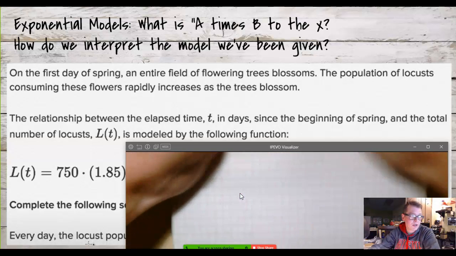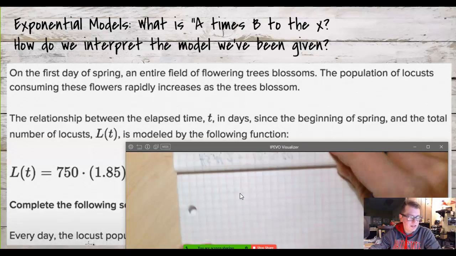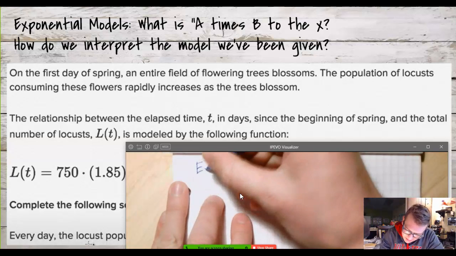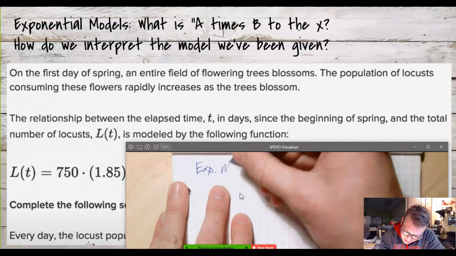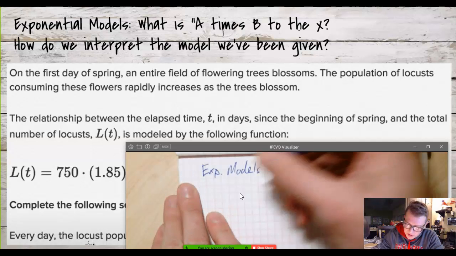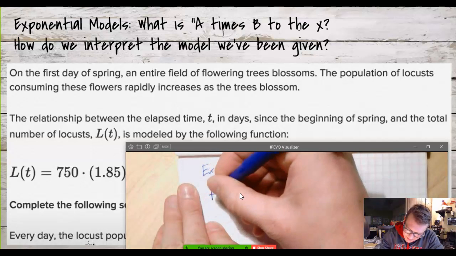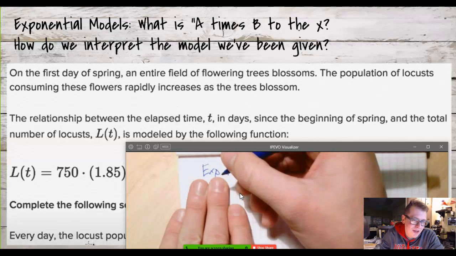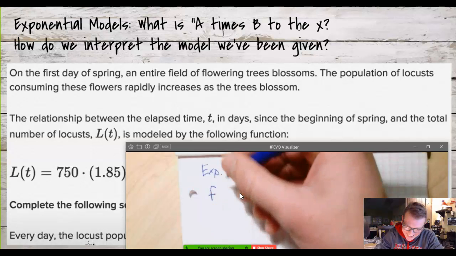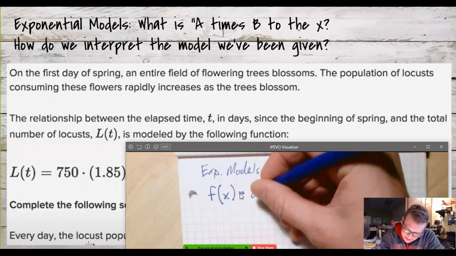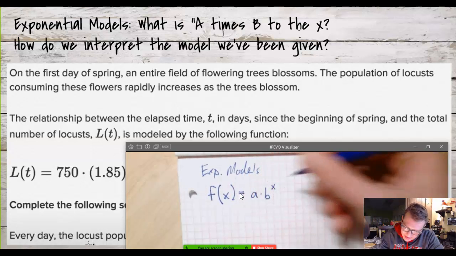I'm going to rewrite that problem here in a minute. But so, in general, our exponential models are going to be in the form, what's our most common function notation? F, right? F of x is going to equal a times b to the x.